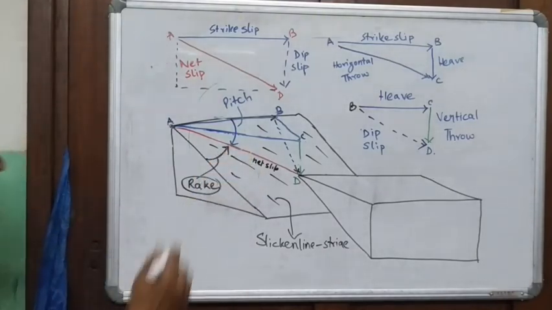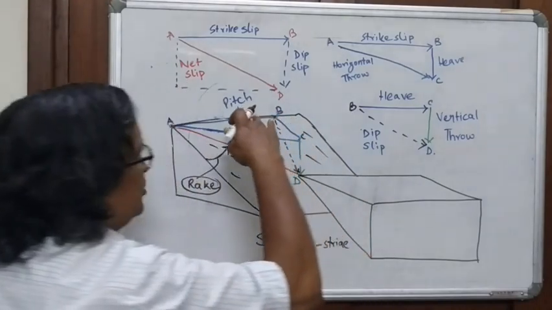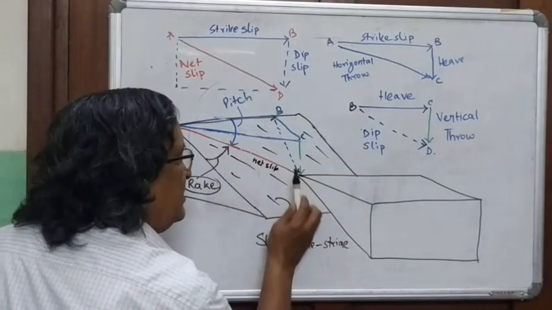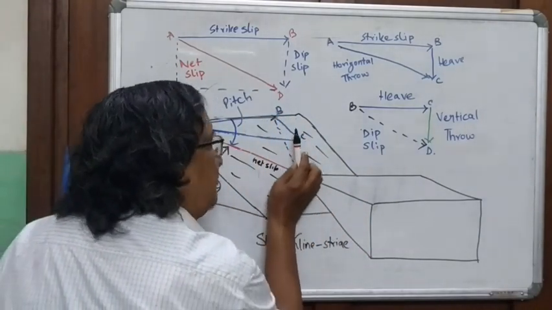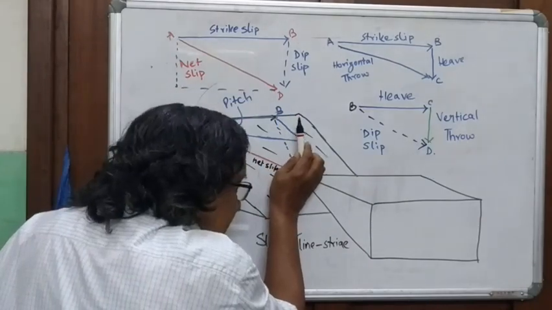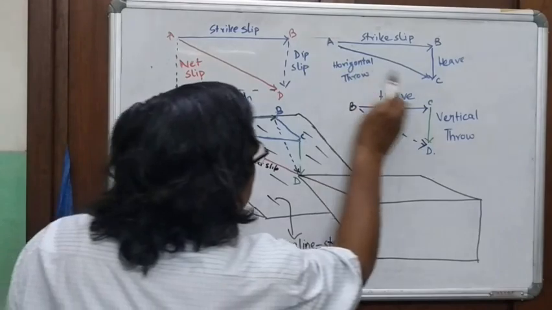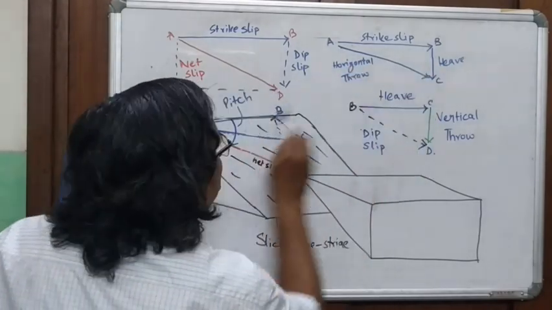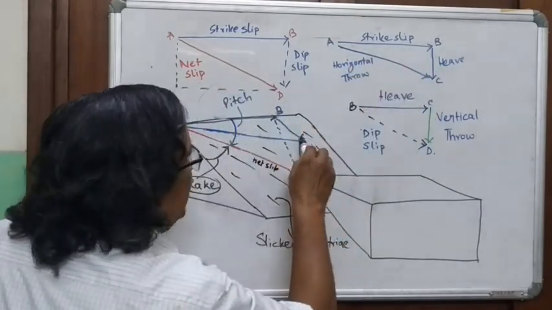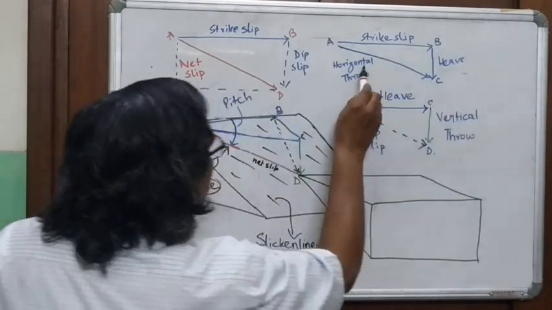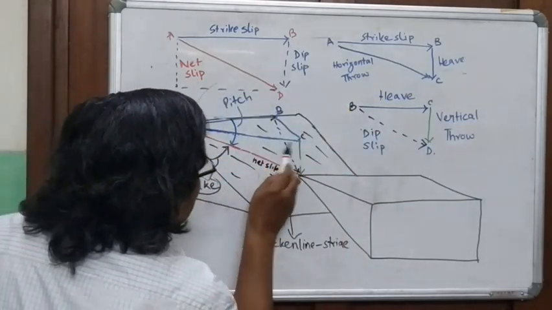Then you have the plane ABC. This is a horizontal plane. How was C done? You take this point and raise it vertically above till you reach the horizontal. And then you have ACB. AB, as you see, is the strike slip. BC is heave. And horizontal throw is this.